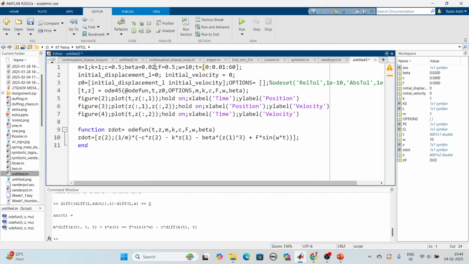So I hope that it is clear how you are going to write the code for the system. If you get any system, you can write the code, I suppose. You can take the reference from this also.